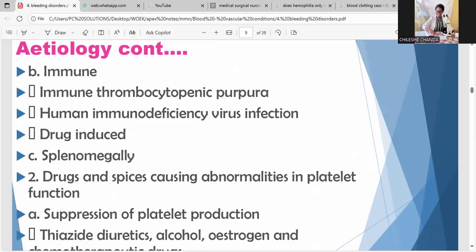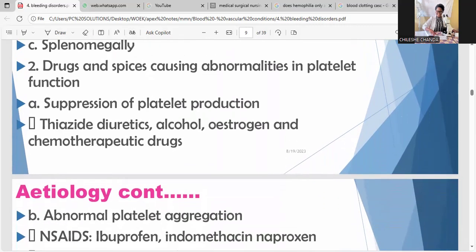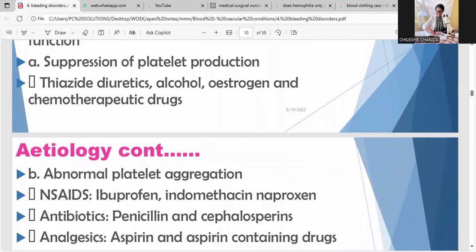And then also splenomegaly, okay? Then we have drugs and spices that cause abnormalities in platelet function. Okay, we have some drugs that cause abnormalities in platelet function, and these abnormalities include, one, the suppression of platelet production. Some of the drugs that cause suppression of platelet production include thiazide diuretics, alcohol, estrogen, and chemotherapeutic drugs.